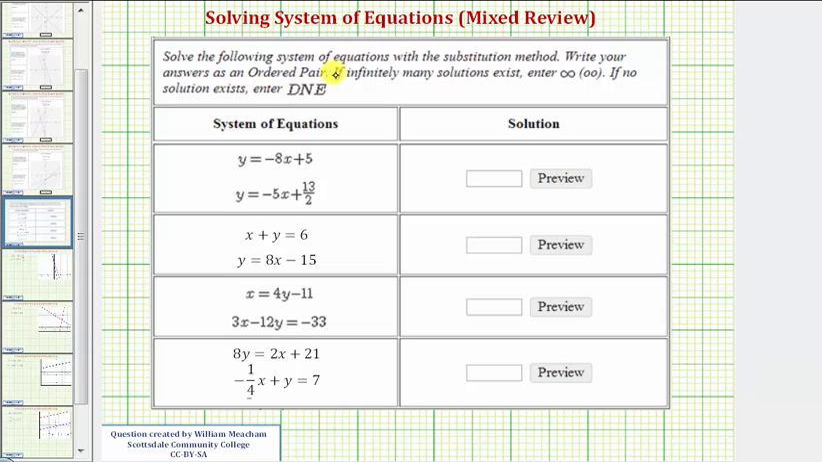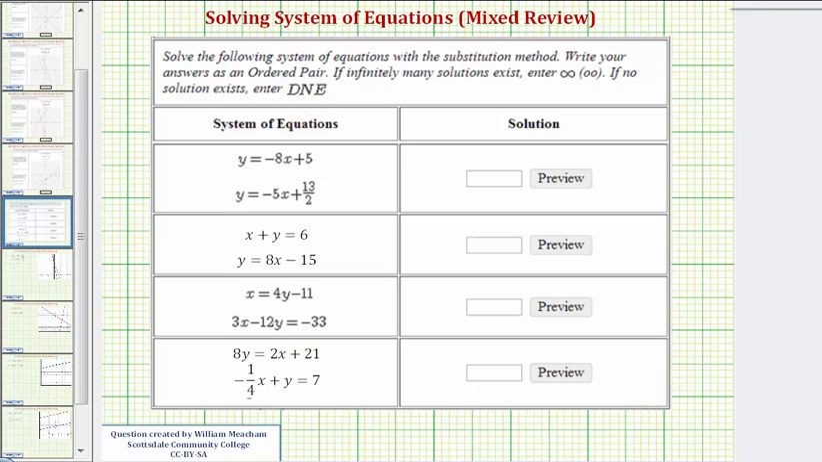We want to solve the following system of equations with the substitution method. We're asked to write the answers as ordered pairs. If infinitely many solutions exist, we enter the infinity symbol, and if no solution exists, we enter DNE. We will see each type in this exercise.